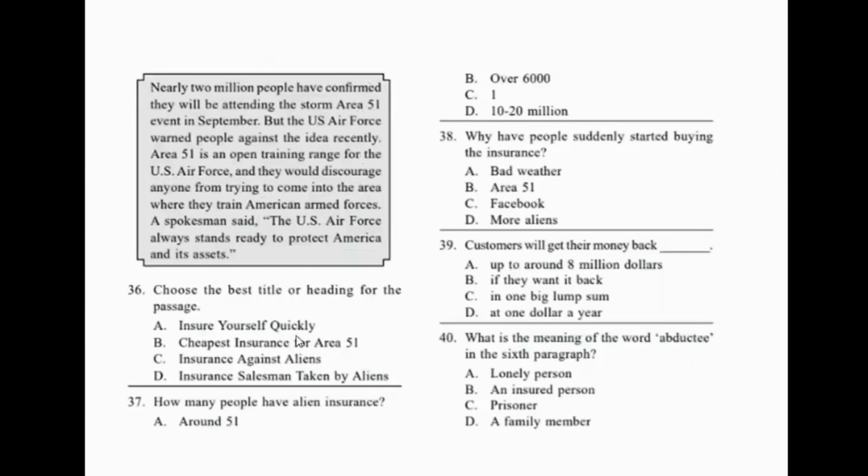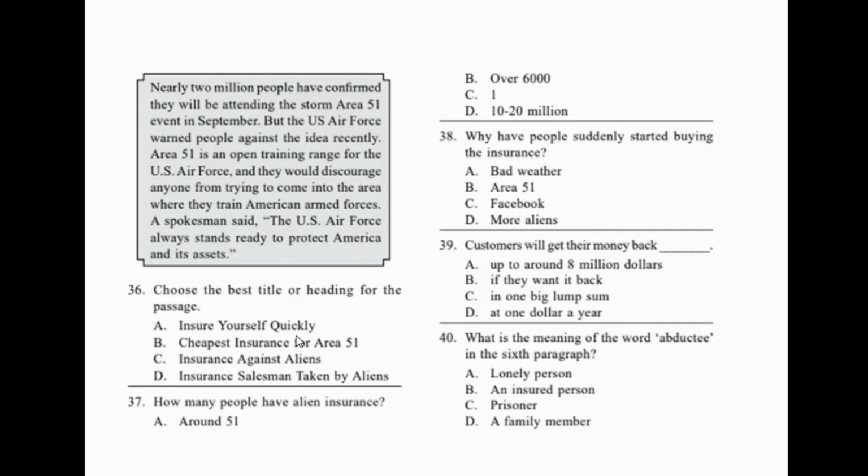And nearly 2 million people have confirmed they will be attending the Storm Area 51 event in September. But the US Air Force warned people against the idea recently. Area 51 is an open training range for the US Air Force, and they would discourage anyone from trying to come into the area where they train American armed forces. The spokesman said the US Air Force always stand ready to protect America and its assets.